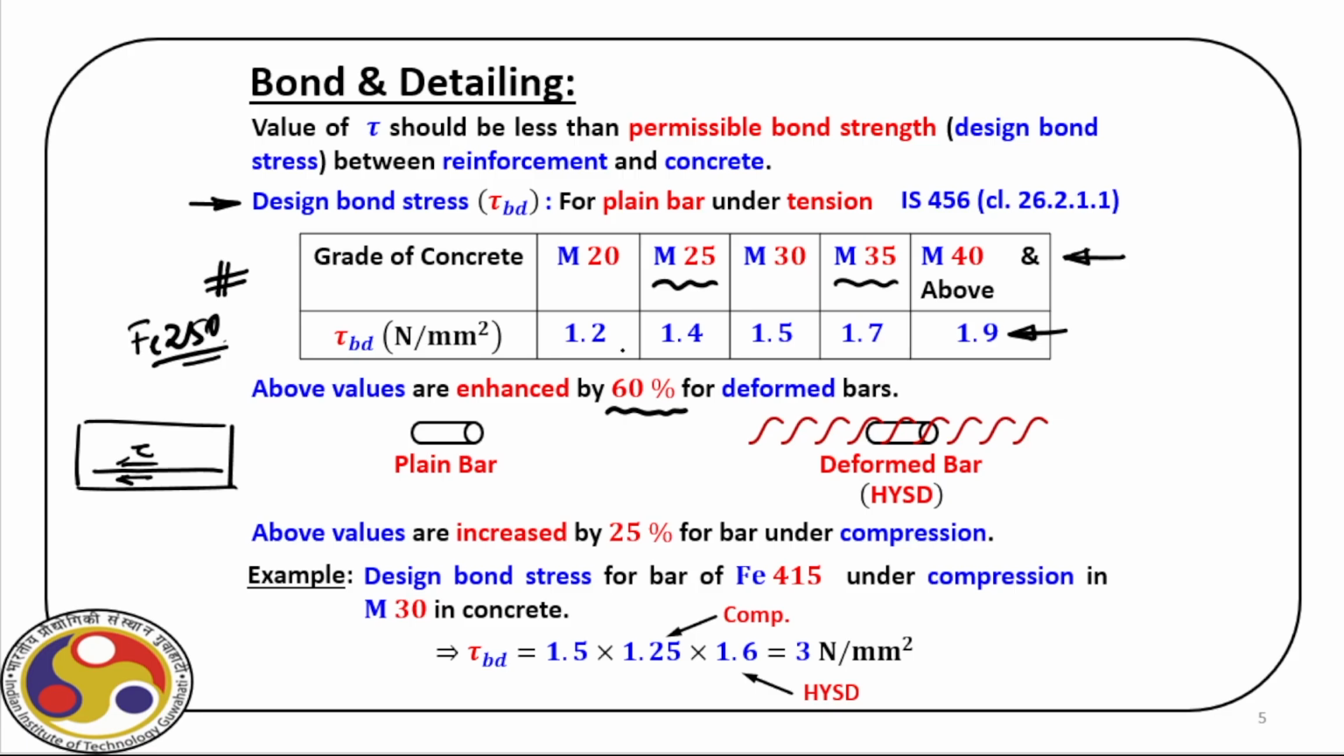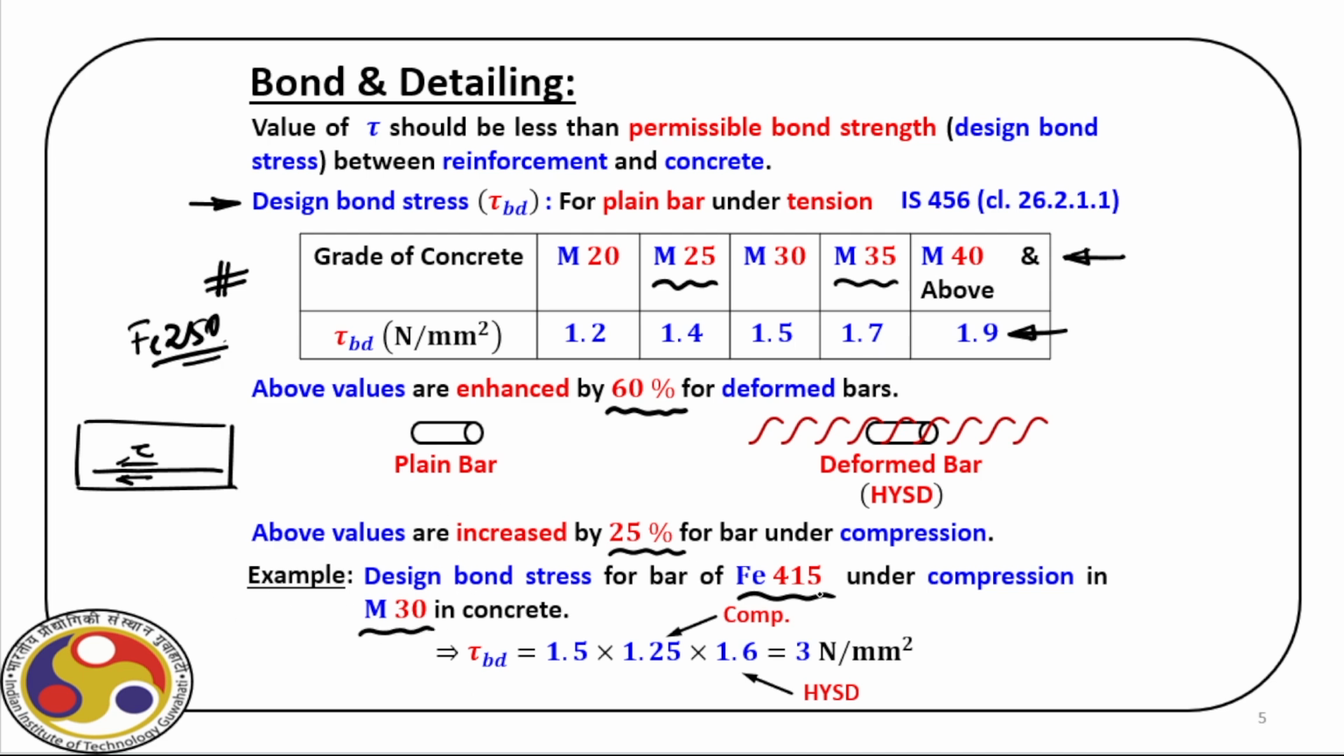Not only that, in case of compression, we can further increase this value by 25%. So these are the codal provisions we have. Now, if we take an example of design bond stress for a bar of Fe415 under compression in M30 concrete, we can calculate tau BD.